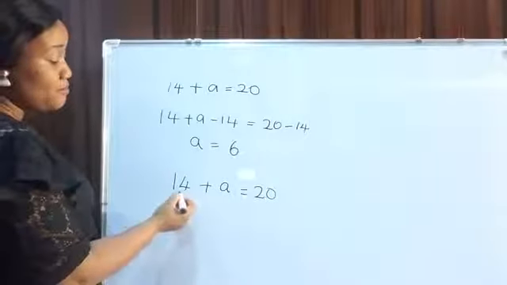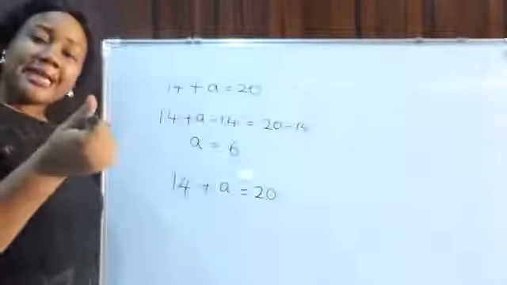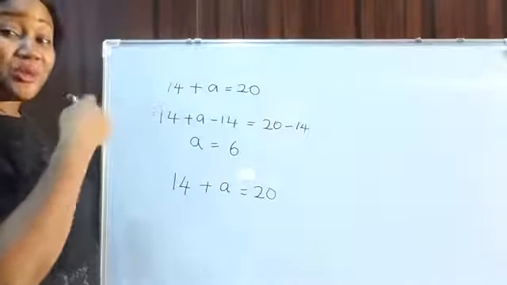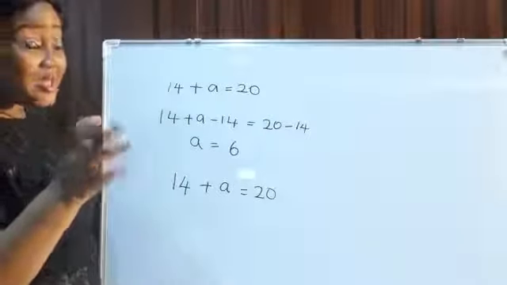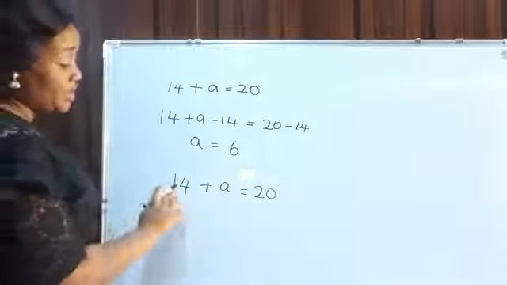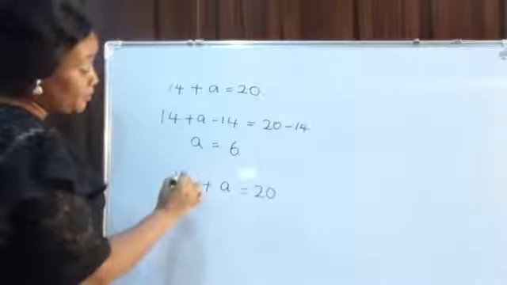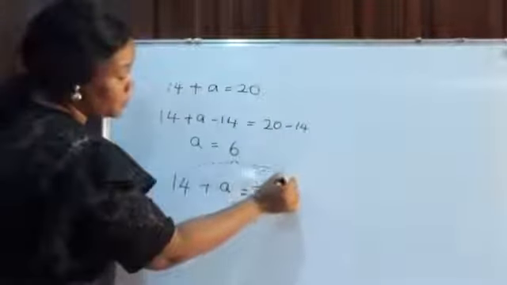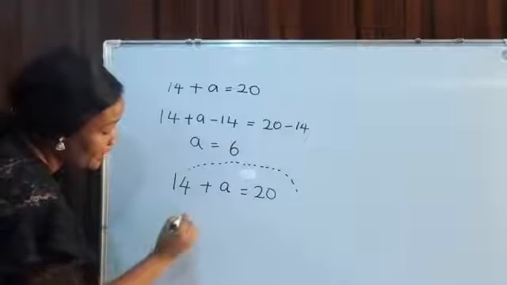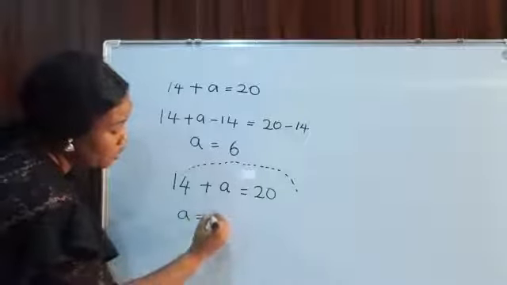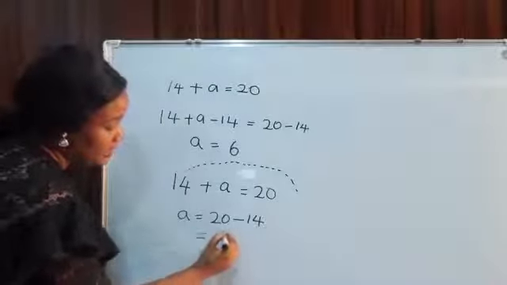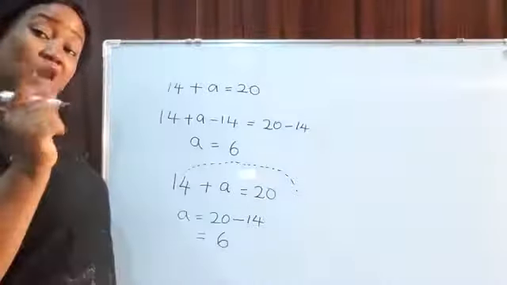Now 14 moves over, but there's a but. As it moves, it has to change its sign. So if it was positive, as it's changing, it becomes negative. And if it was negative, when it changes, it turns to positive. So now, when it jumps, this 14 is positive here. So 14 jumps over to that side, and we now have A equals 20 minus 14, which gives us 6. I hope you understood that.